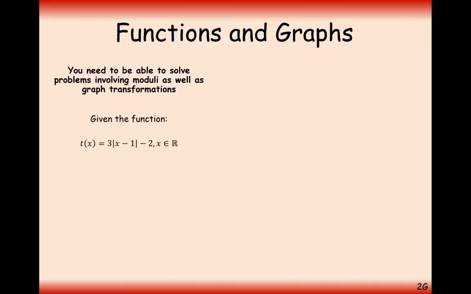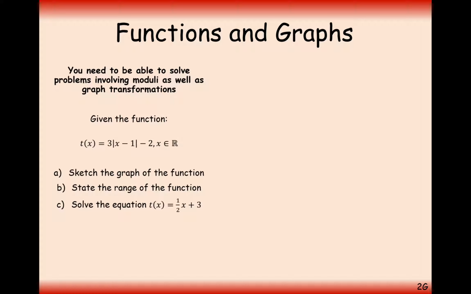So a function t of x, okay, we haven't seen t used many times for functions, is 3 modulus x minus 1 close brackets minus 2, x exists in R. So sketch a graph of the function, state the range, and solve the equation that t of x equals a half x plus 3.